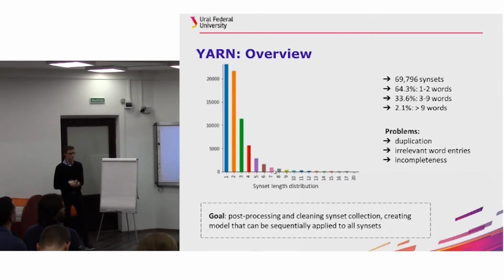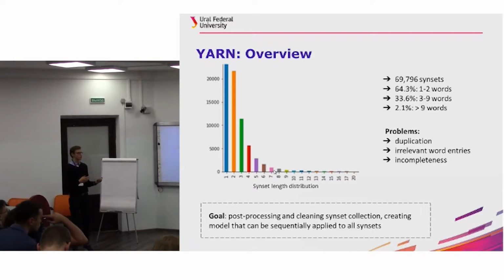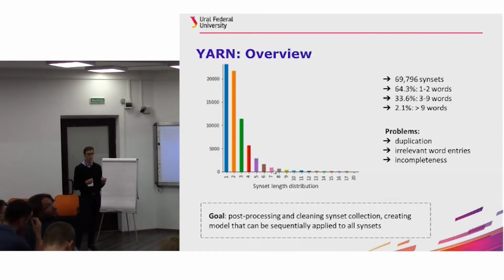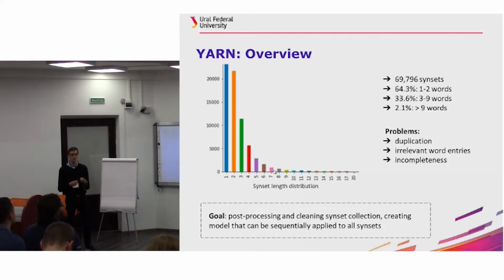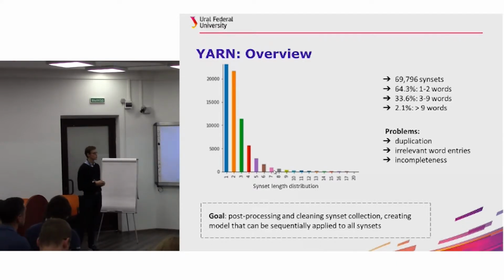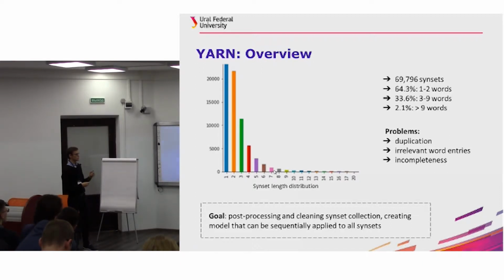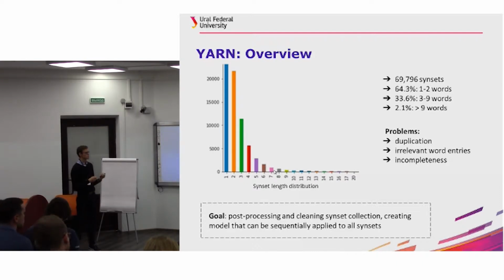However, usually the data generated with crowdsourcing methods needs post-processing, due to different reasons, but the main one is that it is hard to control user behavior during the creation and editing of the synsets. On the slide you can see the distribution of synsets by length in the Yarn collection, and 65% of the data has a length less than 3. That means that many synsets are incomplete or duplicated.